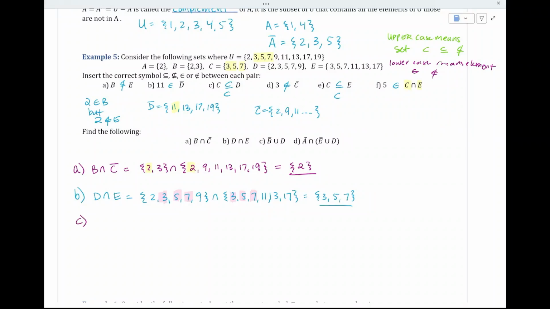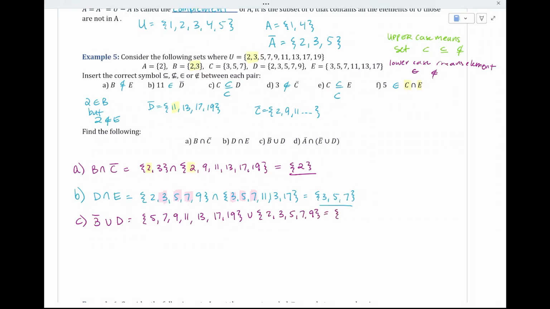Next up is C. B complement union D. Here we're finally doing a union. B complement is, let's see, B contains 2 and 3, and our universe contains a bunch of other things. So I want all those other things. 5, 7, 9, 11, 13, no 15, 17, and 19. That's B complement union D, which is 2, 3, 5, 7, and 9.